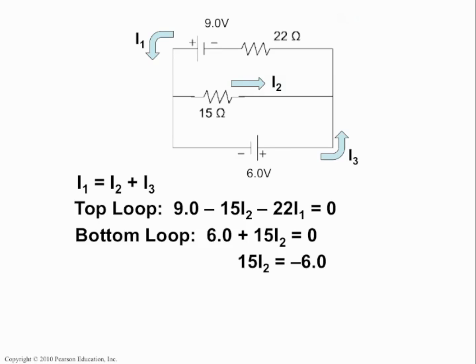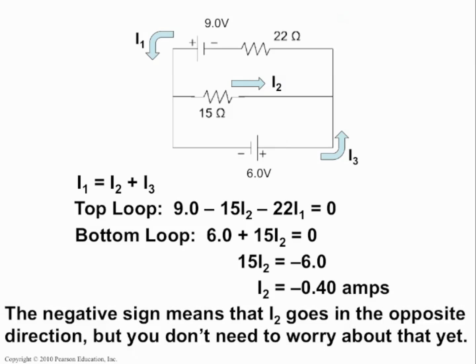So let's do the easiest one first, the bottom loop. We have 15 I2 equals negative 6.0, I2 equals negative 0.40 amps. So the negative sign means that I2 goes in the opposite direction, and what that means is that my original guess was wrong. But you don't need to worry about that yet. And when you do these problems, you're often going to guess wrong for one of the branches, but it doesn't matter because when you finish the problem, then you can just correct which ways the arrows are pointing.